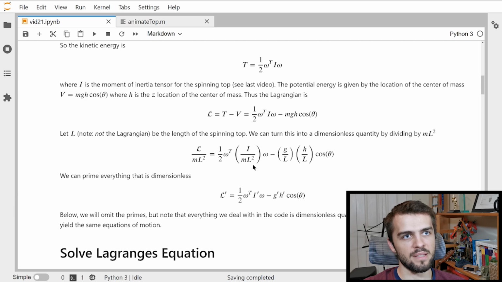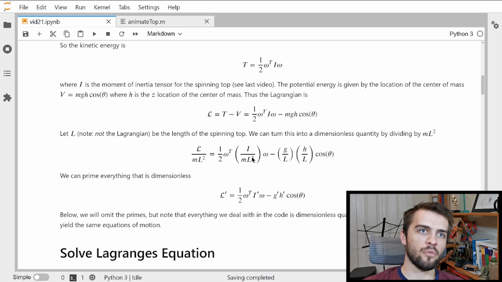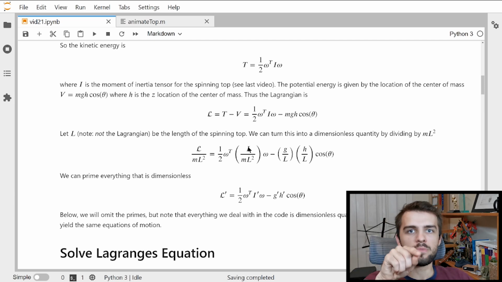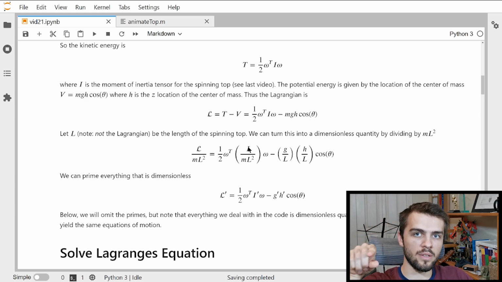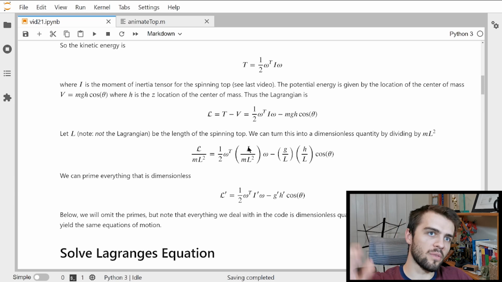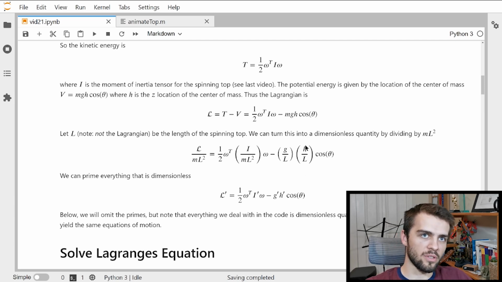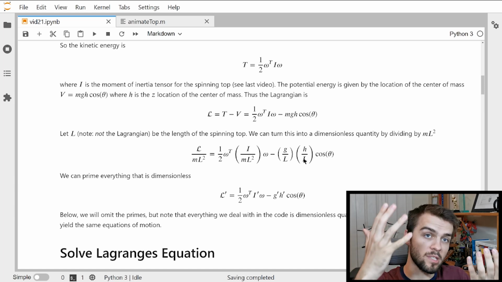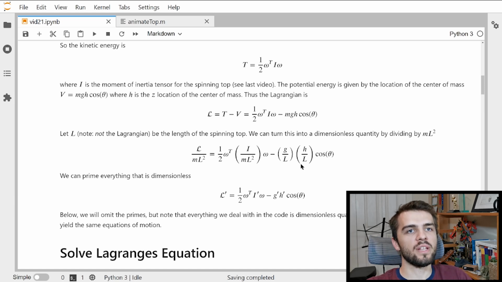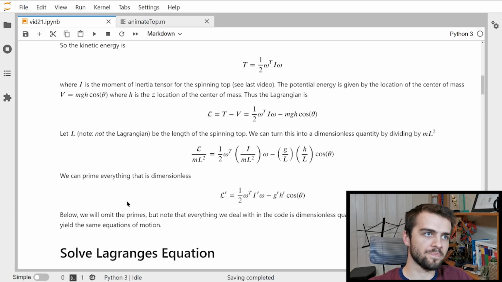This is a really easy quantity to compute. For example, you'll note that I is always expressed with an m r squared factor; for a spinning sphere, I is equal to 2/5 m r squared. So it's convenient to divide by this factor. You'll see that once I start getting into the code. And then I have a g over L factor and an h over L factor. So if h over L is 0.5, it means that the center of mass is halfway up the spinning top. So this is another convenient quantity to express as well.